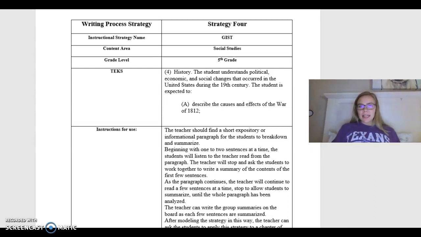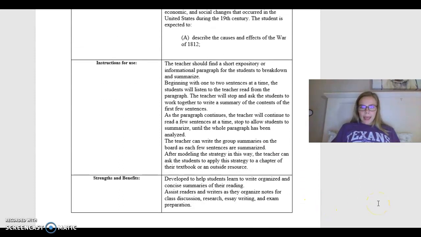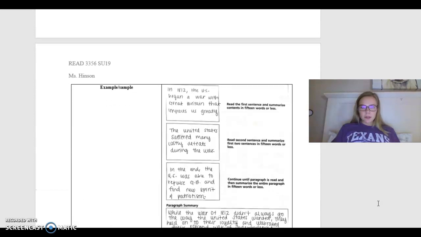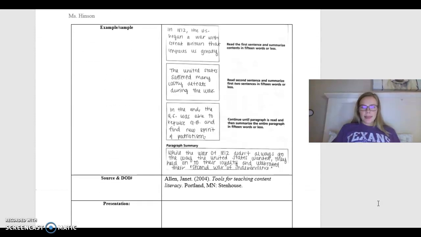This strategy is the GIST strategy. I got this from Janet Allen's textbook, or the little flip book, The Tools for Content Literacy. And this strategy I think is super awesome when it comes to big chunks of information and trying to get students to process it and comprehend it.